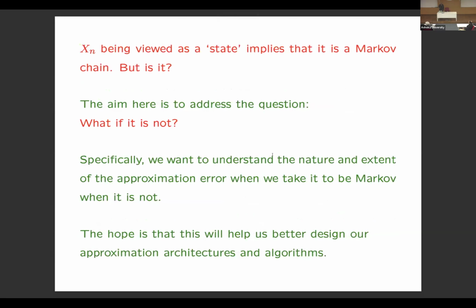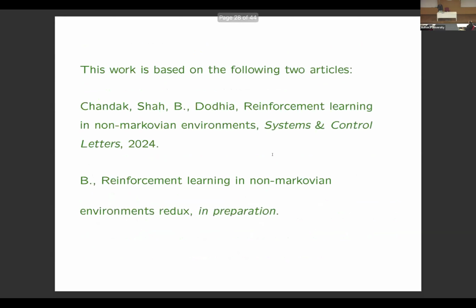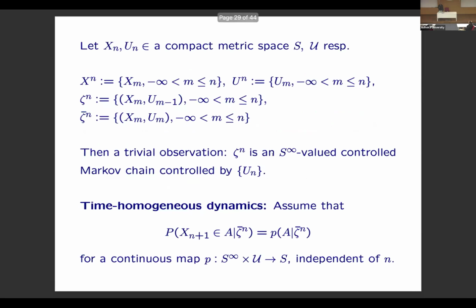Now, the thing is, what if it is not Markov? Then you are making some error, and what is that error? My effort is to try to understand what happens if the underlying process is not Markov. One part of this has already appeared with multiple students, and the second is not yet written. So what's new is the second part.